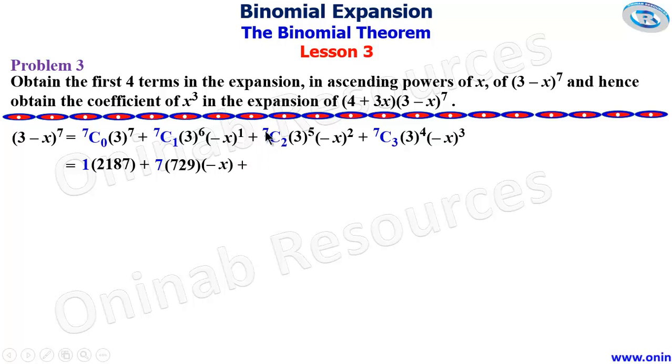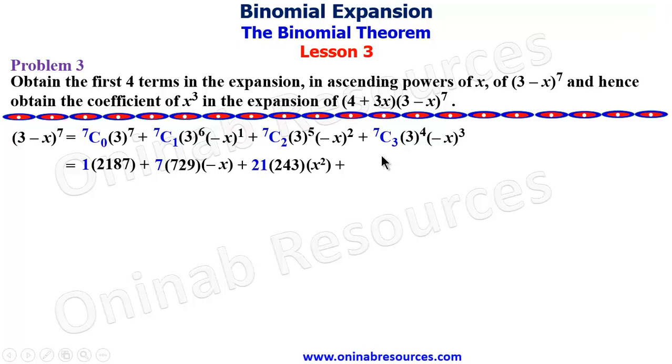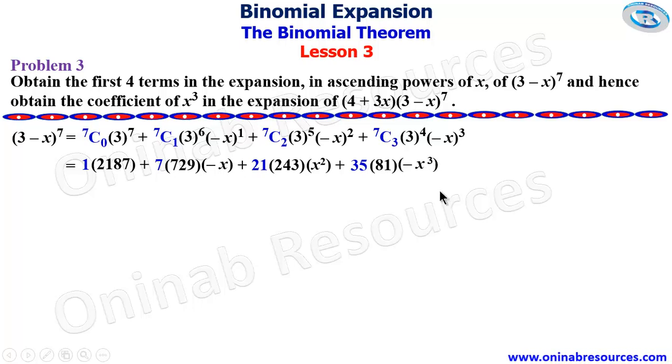Then plus 7 combination 2 is 21. 3 raised to power 5 is 243. Since this is even, the negative goes away, so we have it as x squared. Then plus the coefficient of the next term, which is 7 combination 3, and that gives 35, times 81. We're going to have this as negative x raised to power 3. We are done with that.